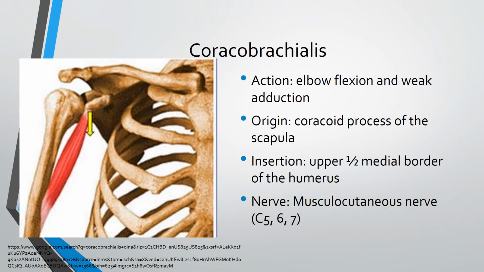The coracobrachialis originates on the coracoid process of the scapula. It has elbow flexion and weak adduction. Its insertion is the upper half medial border of the humerus and the nerve is the musculocutaneous nerve C5, 6, and 7.